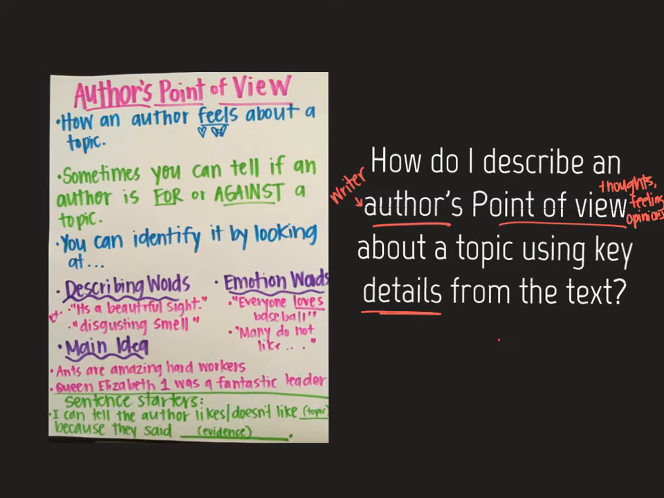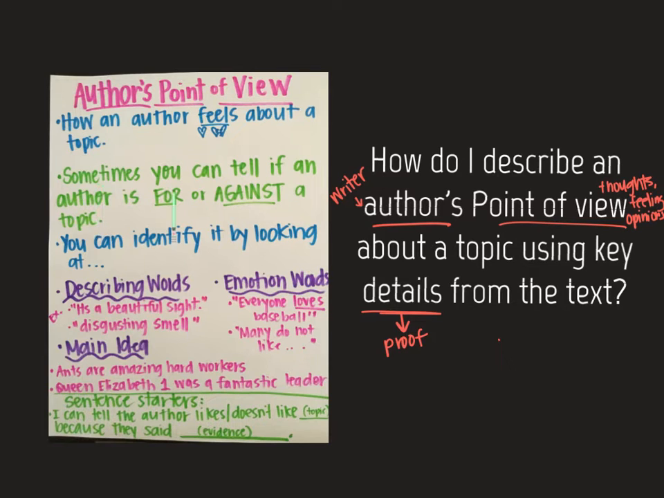Okay, so let's talk about the using key details. Now, these details that we're going to be looking for are the proof. So when we're reading a text and the author says, "Hey," or the author says, "I love baseball." Okay, well, we need to go back and we need to find the proof, the evidence that supports our author's point of view.